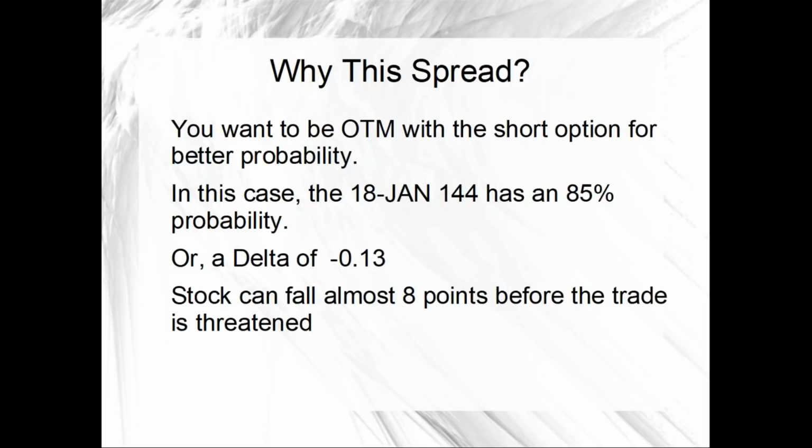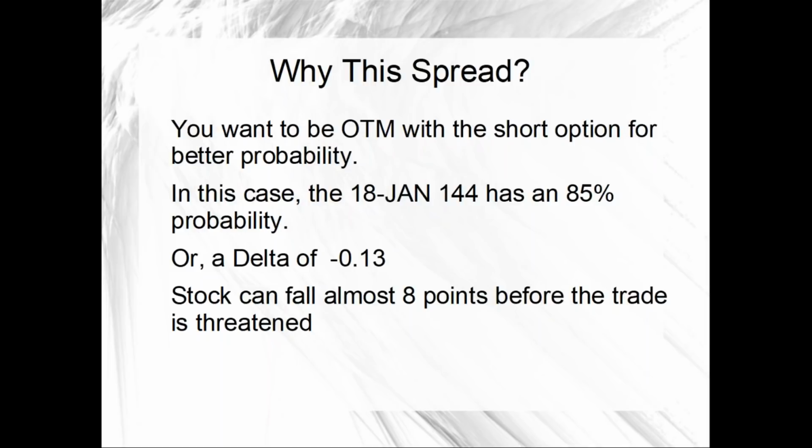You can also look at it based on delta. The short put has a low delta of negative 0.13, or what you might say 13. We're out of the money because we want the better probability, 8.5 out of 10 times, or 8 out of 10 times if we looked for an 80% probability, that our positions would expire worthless. By selling the 144 put, this means the stock can fall almost 8 points before the trade is threatened.